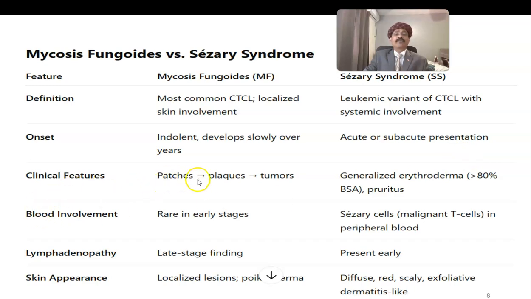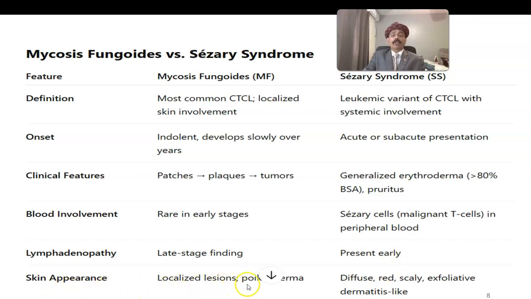Clinical features: patches, plaques, tumor. In Sézary syndrome, generalized erythroderma, more than 80% body surface area, pruritus. Blood involvement is rare in early stage; the Sézary cell, a malignant T cell in peripheral blood, is diagnostic: an atypical lymphocyte with cerebriform nuclei with peripheral chromatin. Lymphadenopathy is a late-stage finding; in Sézary syndrome, present early.